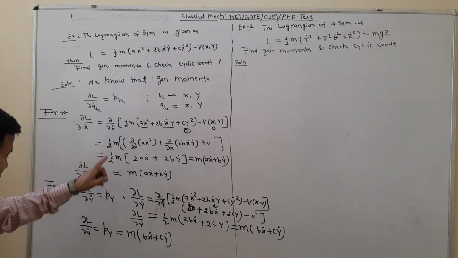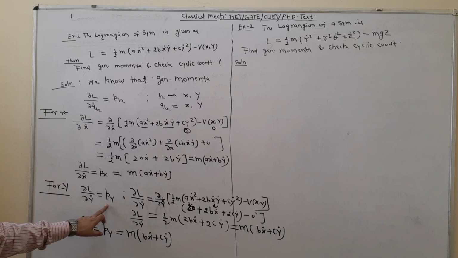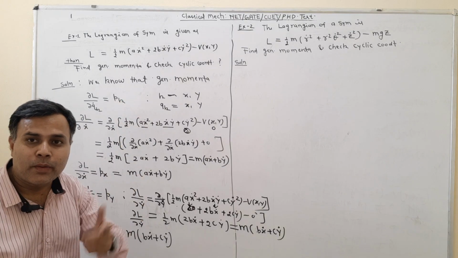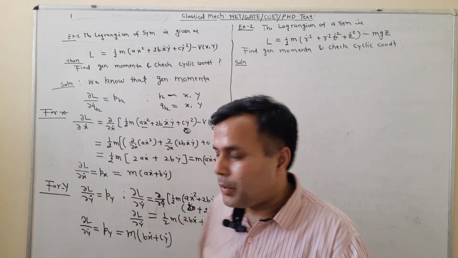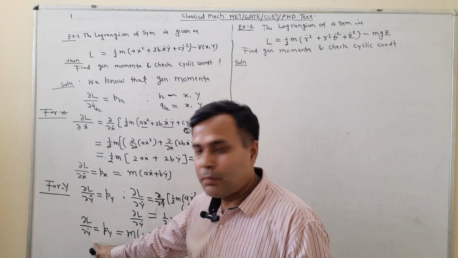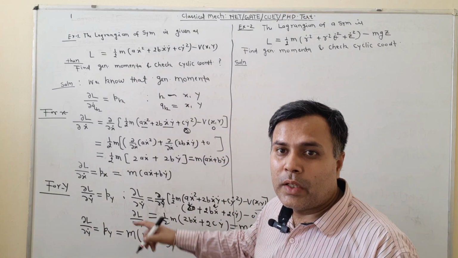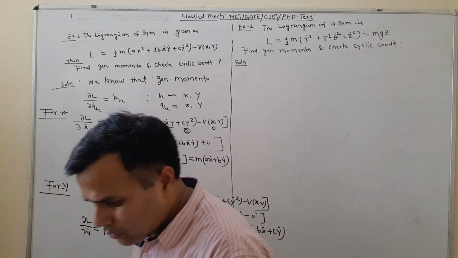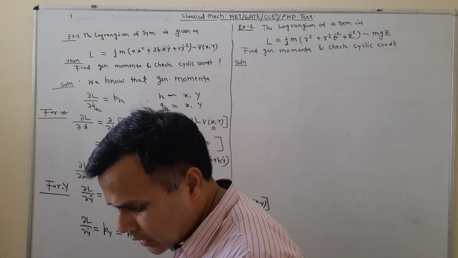So this is the way to find out the generalized momenta, because our Lagrangian is in xy profile. So we have two components of generalized momenta, one corresponding to px and another corresponding to py. So del L upon del y dot is simply py, which is m times b x dot plus c y dot. So this is a very important question.